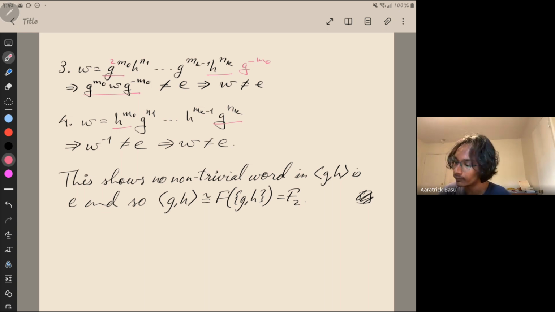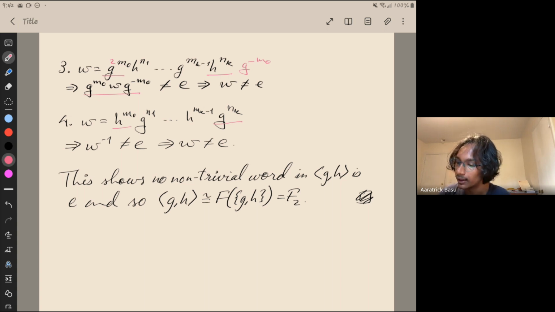So then any non-trivial word in my subgroup G and H cannot be the trivial element E, the identity, and so this group is actually the same as the free group on the generators G and H, which is again F2, right? Is that fine? Any questions on this? So like I said, you sort of do the obvious thing and it works.